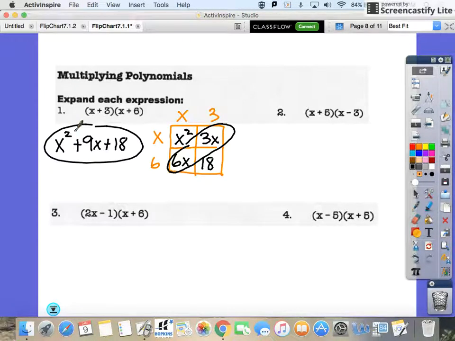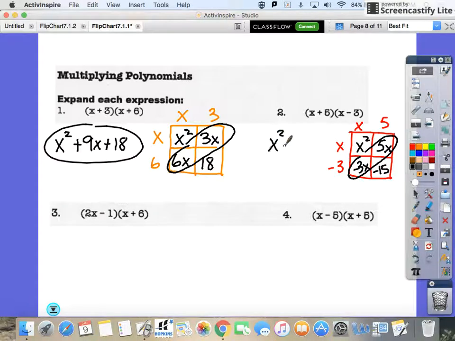I'll do that method again, and then I'll show you the shortcut. So for this one, we'll make the box again. We've got x and 5, x and negative 3. When we multiply these, we get x squared, 5x, x times negative 3 is negative 3x, negative 3 times 5 is negative 15. Make sure you watch the signs. That's where students will mess up. And then combine those. So you get x squared plus 2x minus 15.